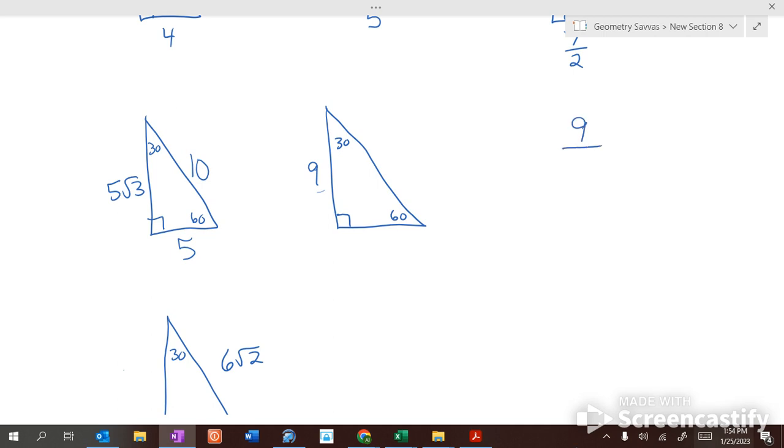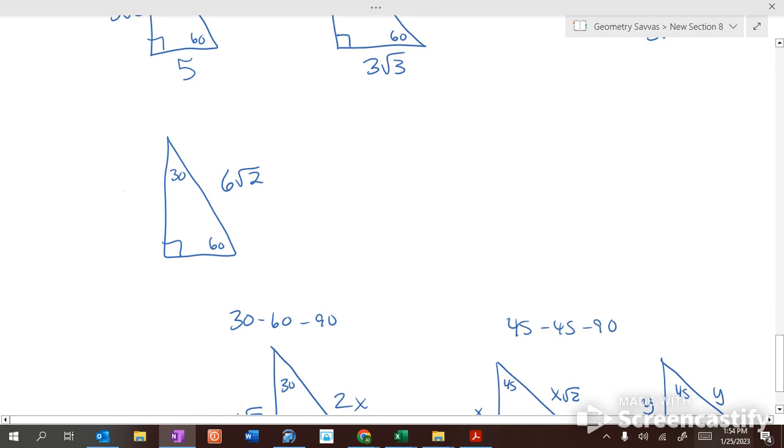Now, if the long leg is 9, there's no square root of 3 involved. We have to divide by the square root of 3 to get to the short leg, right? So, can I leave it like that? No. So I have to multiply top and bottom by square root of 3. So it's 9 square root of 3 over 3. What's 9 divided by 3? So it's 3 square root of 3. Once I get the short leg, it's easy to find the hypotenuse because all you have to do is multiply by 2. So it's 6 square root of 3.